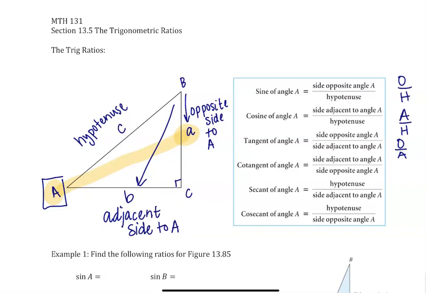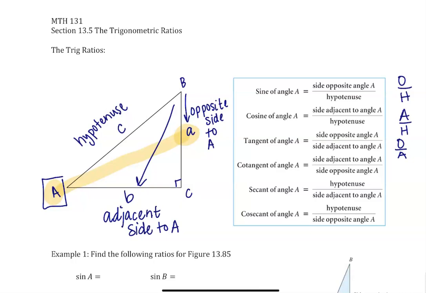Now, we also have 3 additional ratios that you may not have ever encountered before. The cotangent is just the reciprocal, or you flip the fraction, of tangent, where you've taken the adjacent side over the opposite side. The secant is the reciprocal of the cosine, where you've taken the hypotenuse over the adjacent. You just flip that over. And then cosecant is the reciprocal of sine, where you've taken the hypotenuse over the opposite.